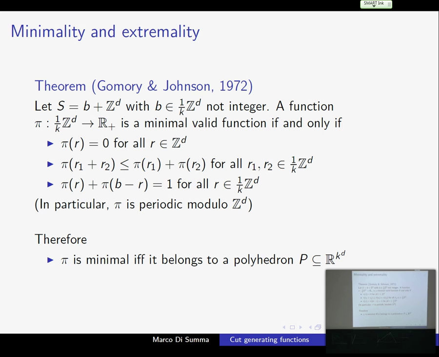OK, and remember, the question of characterizing extreme functions was difficult for the infinite model. For the finite model, it seems to be easier because you only want to find the extreme points of this polyhedron. And you know explicitly this polyhedron. So if you think of the case d equal to 1, which is already very interesting and open, this is really a set of a quadratic number of inequalities, which you can write down explicitly. So can you find the extreme points of this polyhedron? And the answer is, I can't, but maybe someone can. So I don't know how to do that.